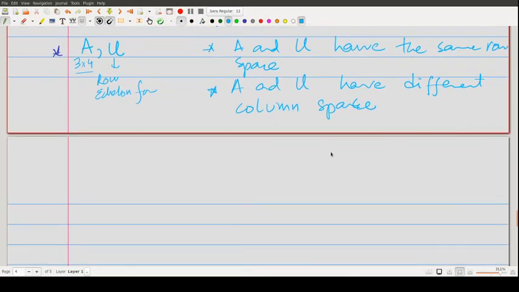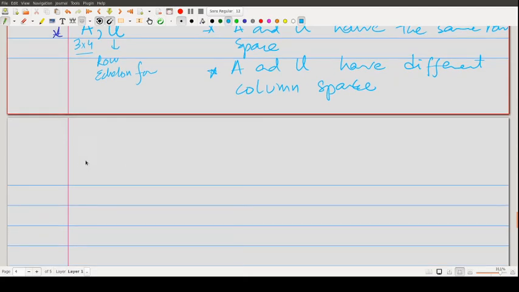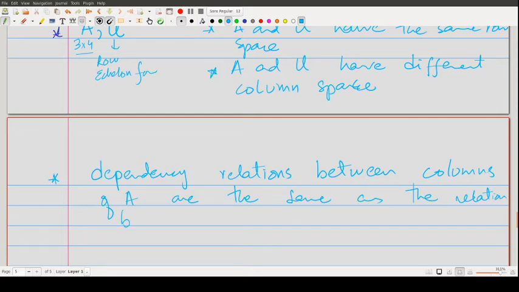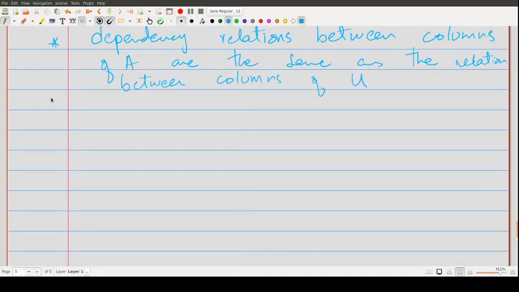But that's not all. Even though the column spaces are different, the dependency relations between the columns of A are the same as the relations between the columns of U. And what are these relations?